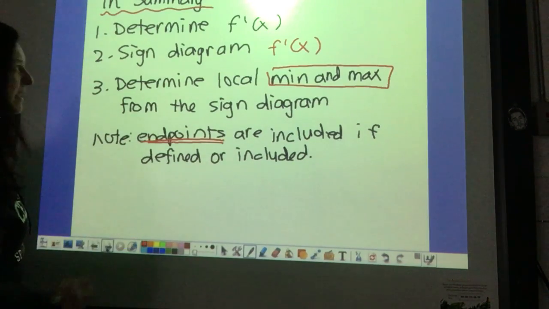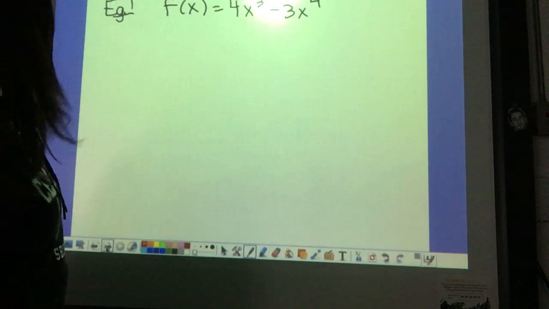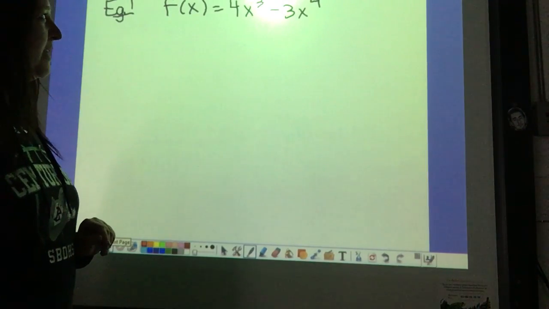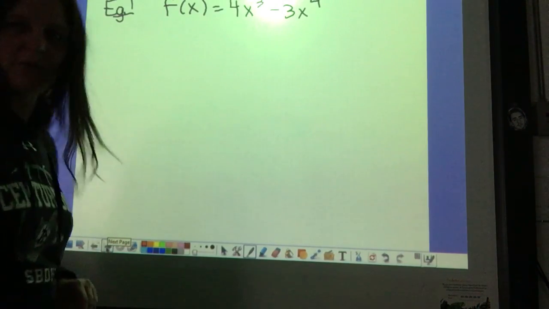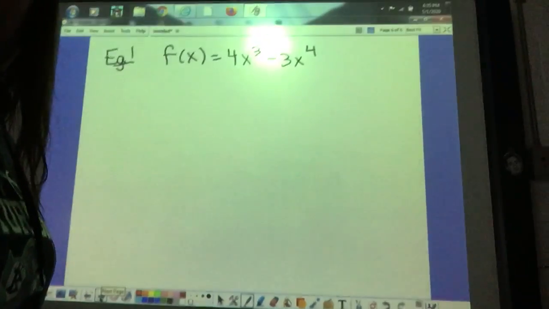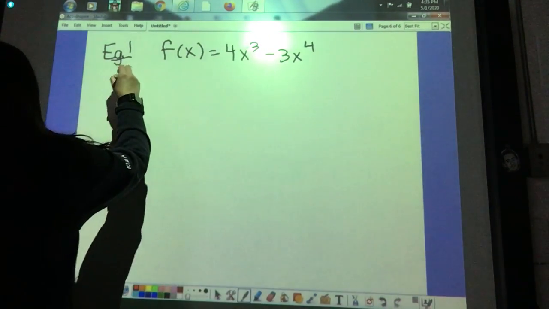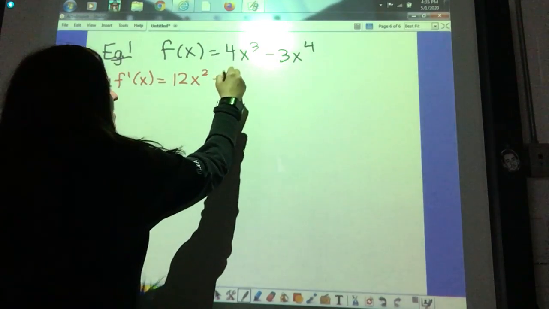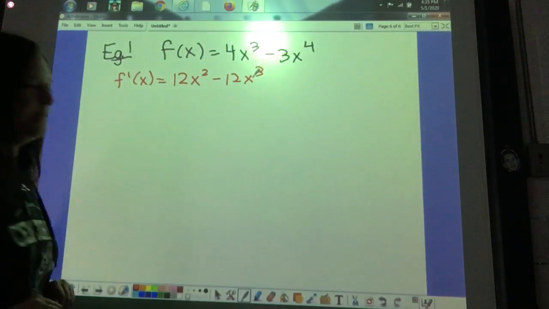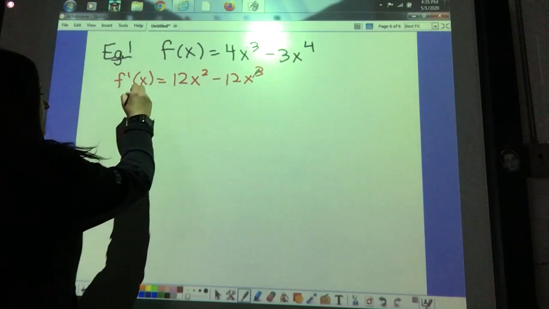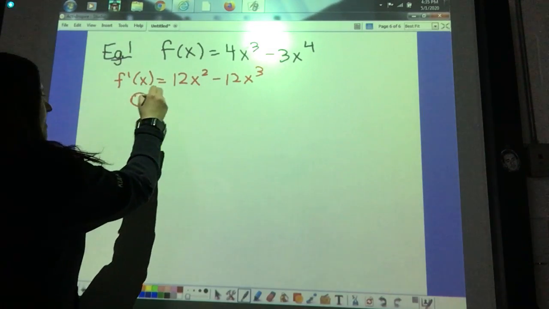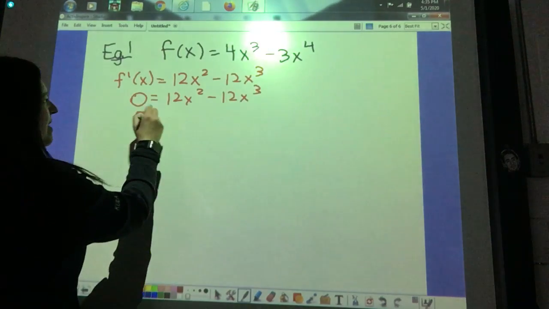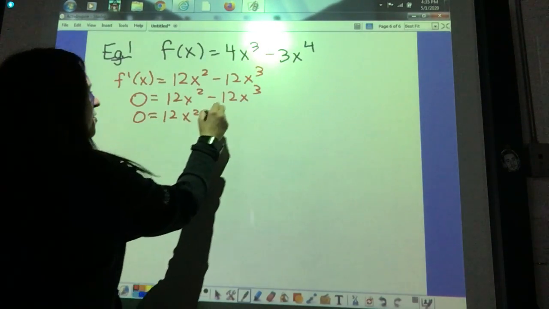So let's do one simple example for part 1 of today's lesson. The initial function is 4x cubed minus 3x fourth. Step number 1 is to get the first derivative, which should be really easy for us right now: 12x squared minus 12x cubed. Then we make our sign diagram. Using the first derivative, I will set that equal to 0. We should see that we have a common factor of 12x squared.